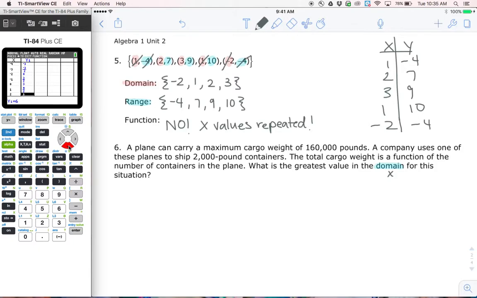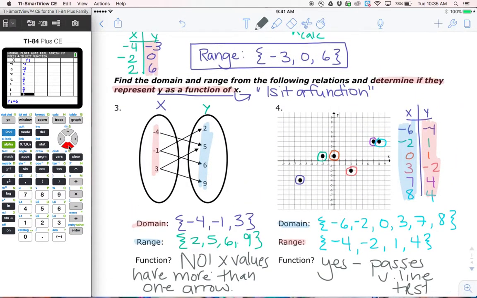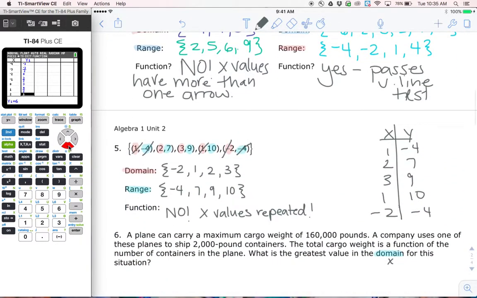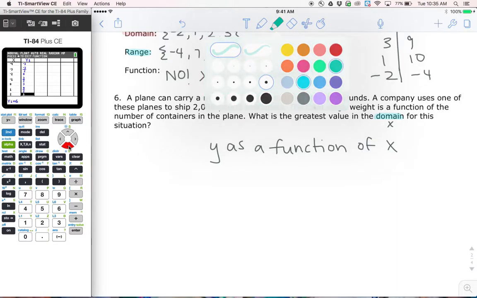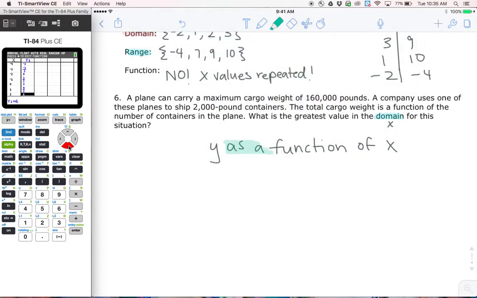Here's the key. It all comes back to this phrase we saw earlier, y as a function of x. We're going to look at that down here again. Y as a function of x. Okay, it's always in this order. We're always going to see y as a function of x. So you're looking for this phrase, as a function of. And if you can find this phrase in your word problem, you're going to be able to answer this question. Okay, it's here. Is a function of.